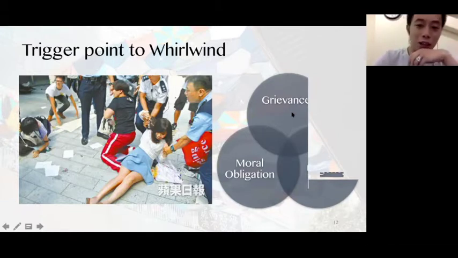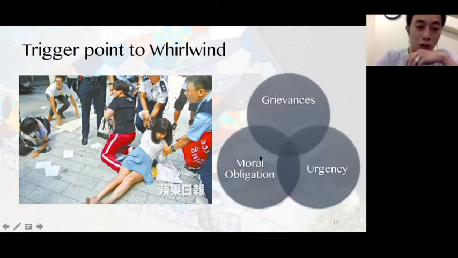So it creates a lot of grievances among the general public. And also, it creates a moral obligation for the general public because innocent students need the protection of adults. And finally, because the student groups and other civil society groups called out for help from the general public, it creates an urgency for the general public to join the movement, not just watch the movement. And all these three elements joined together, it turns the trigger point into a whirlwind moment.